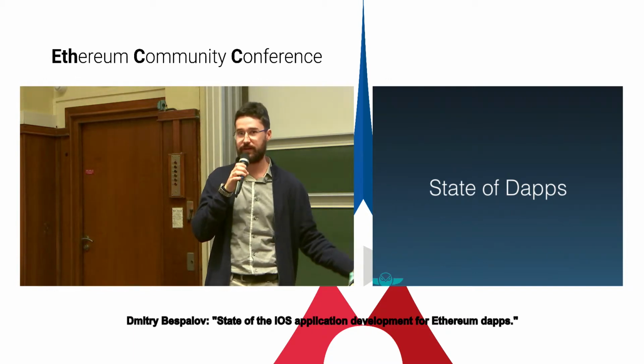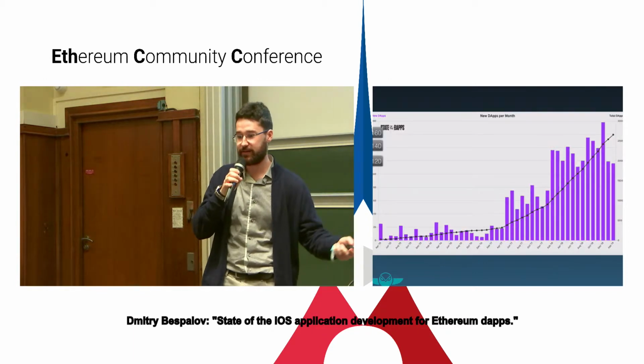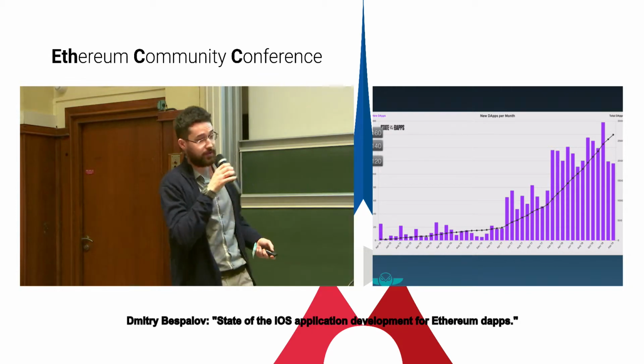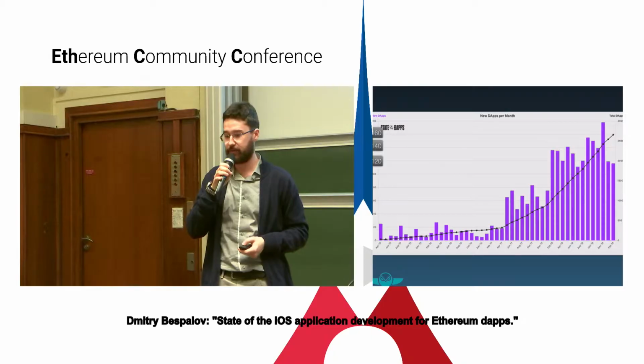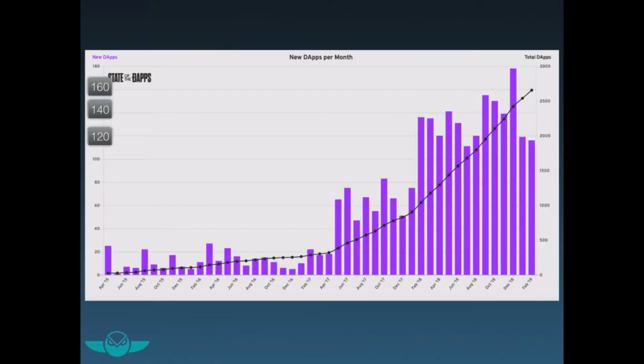If we look at the state of the dApps, the bar chart shows the monthly new smart contracts appearing on Ethereum, and the line shows the cumulative number of apps. So there are roughly, for the last 8 months, from 120 to 150 new smart contracts appearing, and most of them are built for the web, so they don't have an iOS app companion.